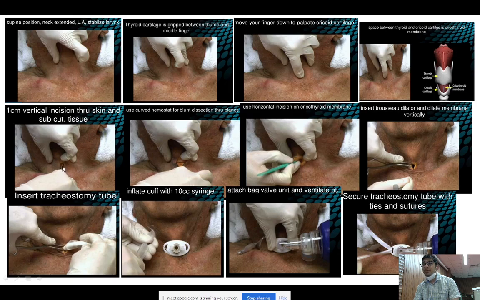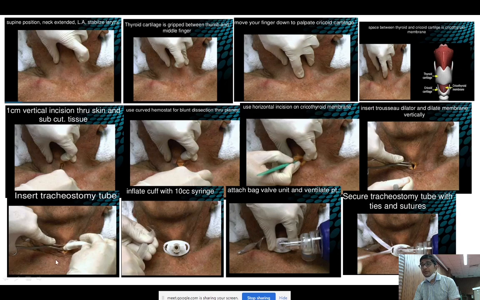After that, you give an incision like that. A 1 centimeter vertical incision through the skin and the subcutaneous tissue. There are chances of bleeding, then you have to control the bleeding. Then you use a hemostat, and through the hemostat you secure the bleeding. Another horizontal incision you give, and you give an incision to the cricothyroid membrane. You are puncturing that membrane and you are creating an opening over there.